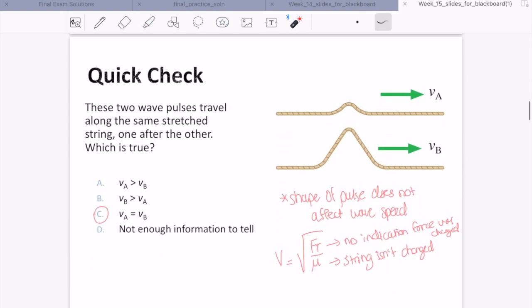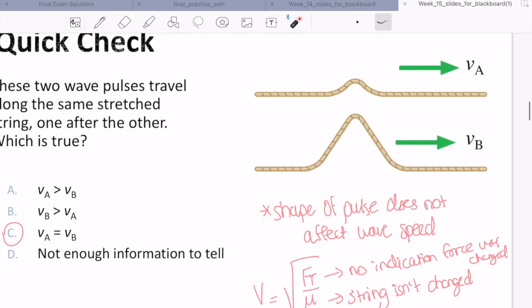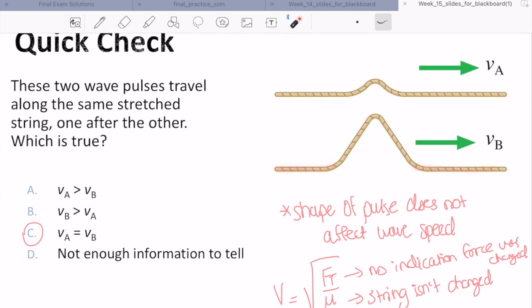And so given that wave speed without dispersion is only dependent on the properties of the medium, not the wave shape, then if we're looking at here, they said it's the same stretched string. So should we have the same string properties or not? If it's the exact same string, do we have the same string properties? Yeah. Exactly, right? So same string properties.